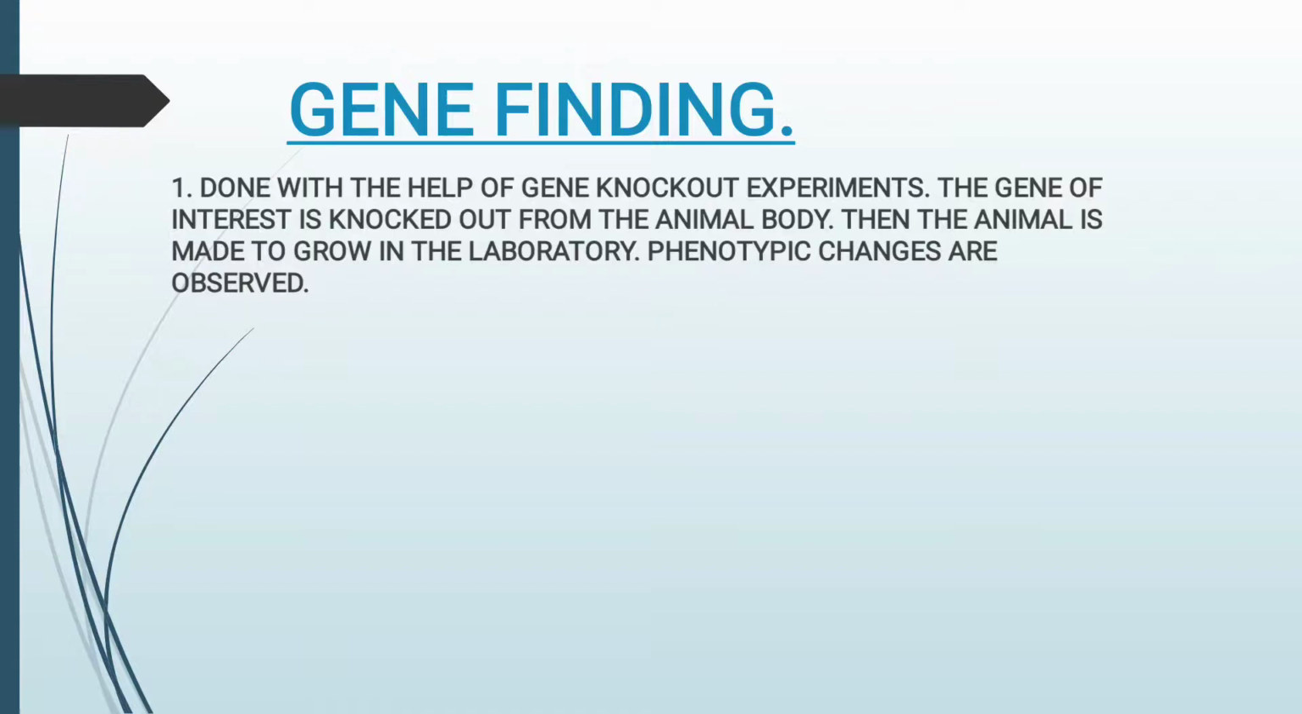One of the best ways of gene finding is the gene knockout experiment. The gene of interest is knocked out from the animal's body, and then the animal is made to grow in the laboratory. Phenotypic changes in the animal's body are observed.